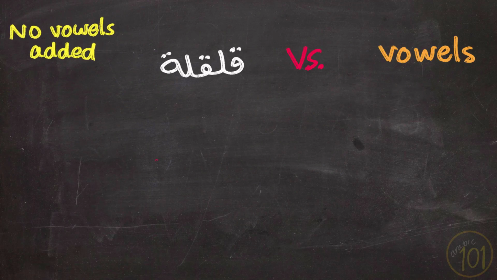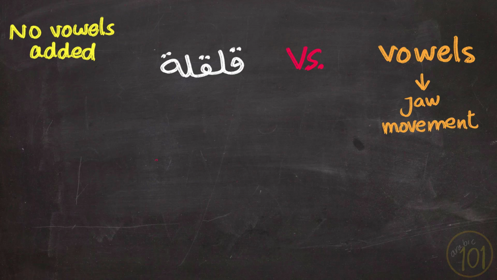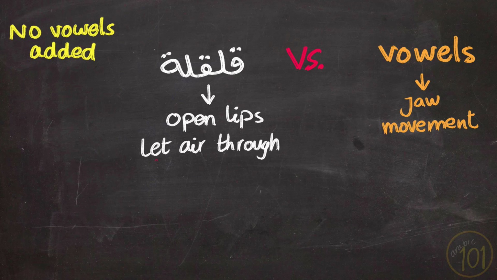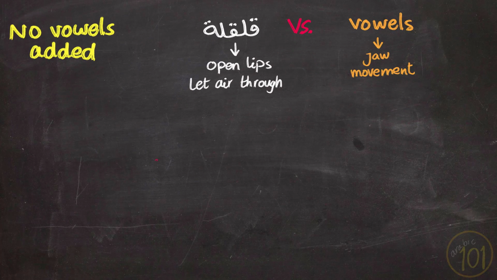When you apply a vowel, you have to open your jaws more to perform the vowel, whether that is fatha, dhamma, or kasra. However, with Qalqalah, there is no jaw movement at all. All what you need to do is open up your lips and you let the air through. And the difference between the two should be like the difference between these two words.